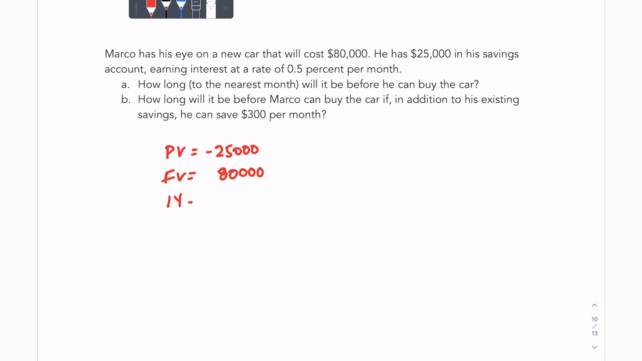The interest rate is 0.5. Now we're going to set PY to 1 and CY to 1. This is because you're already given a monthly rate. So you want to make sure in this case that you're not entering PY and CY, or that you're entering them as 1. There is no payment, so payment 0, compute N.